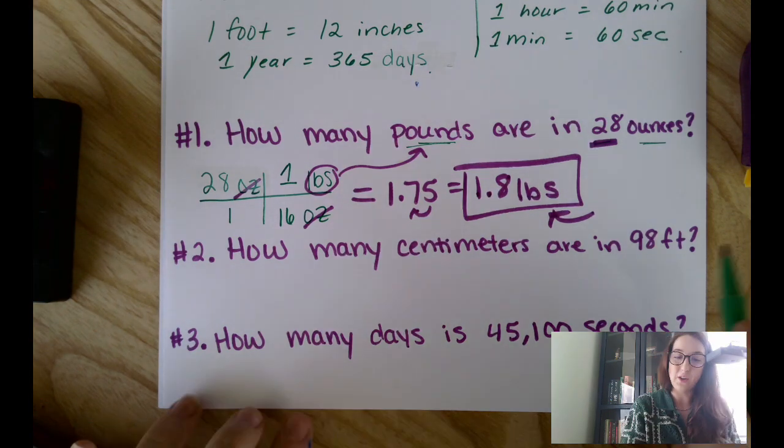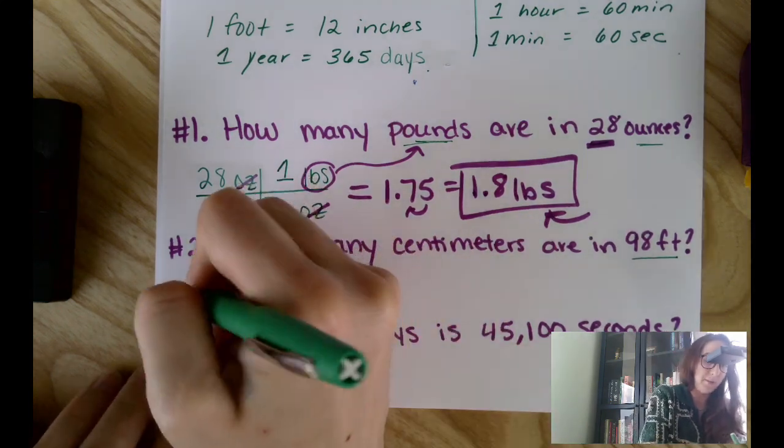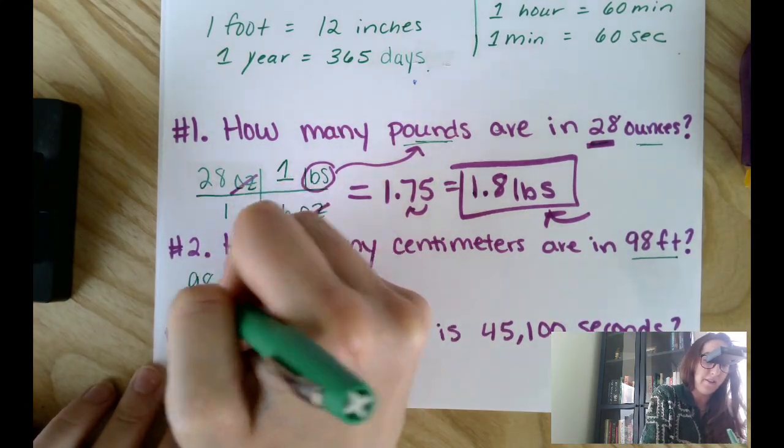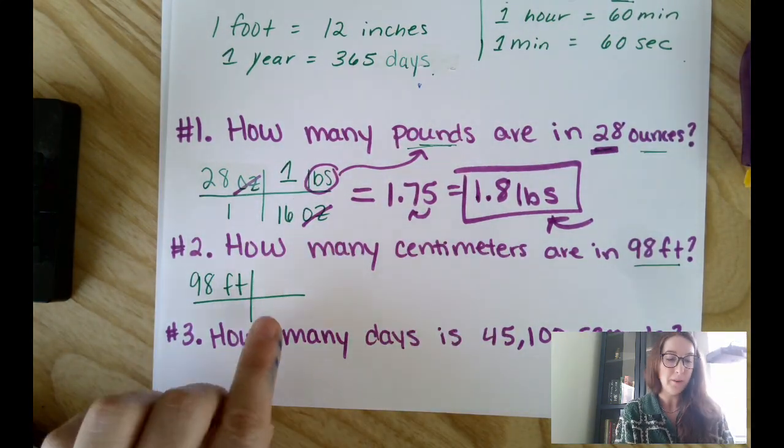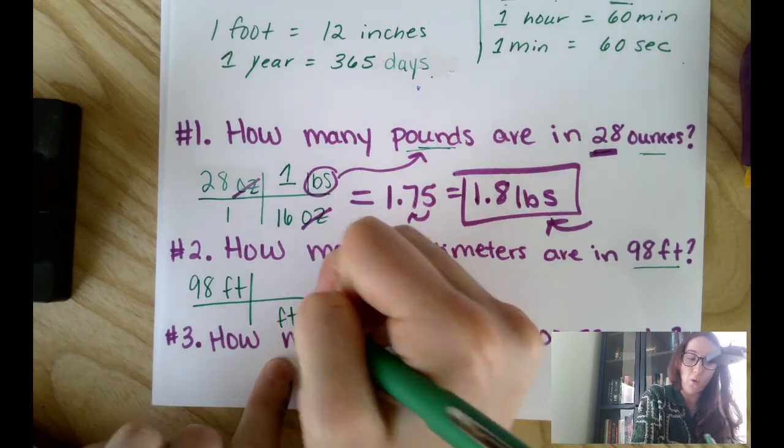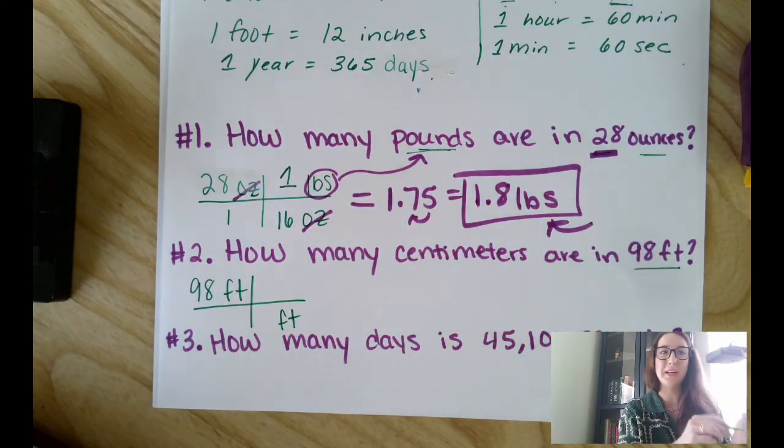With the given value and the given unit, 98 feet. I'm going to write 98 feet. T-chart it, continue on. Feet comes down to the bottom, always. It has to. It should be like clockwork, like muscle memory.